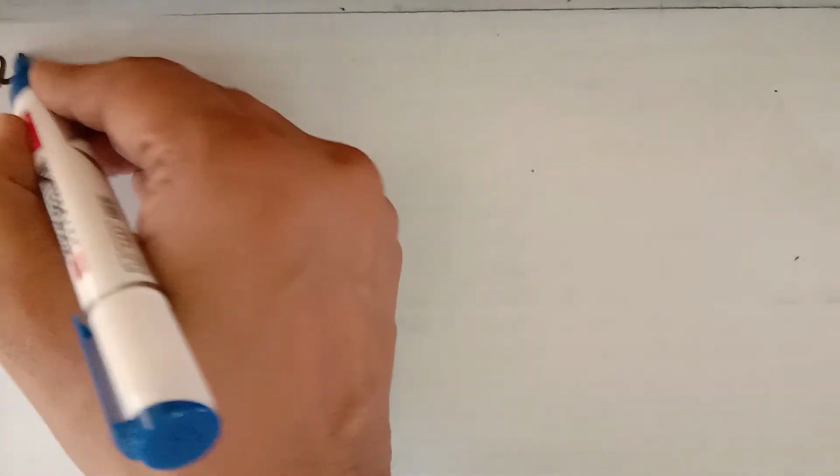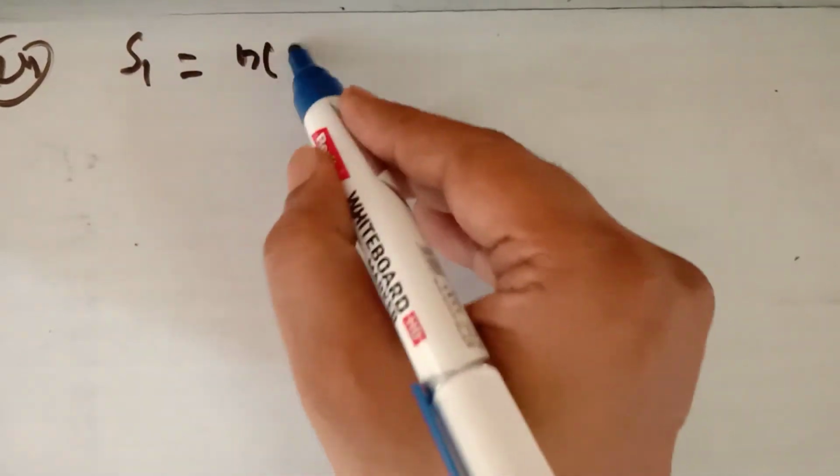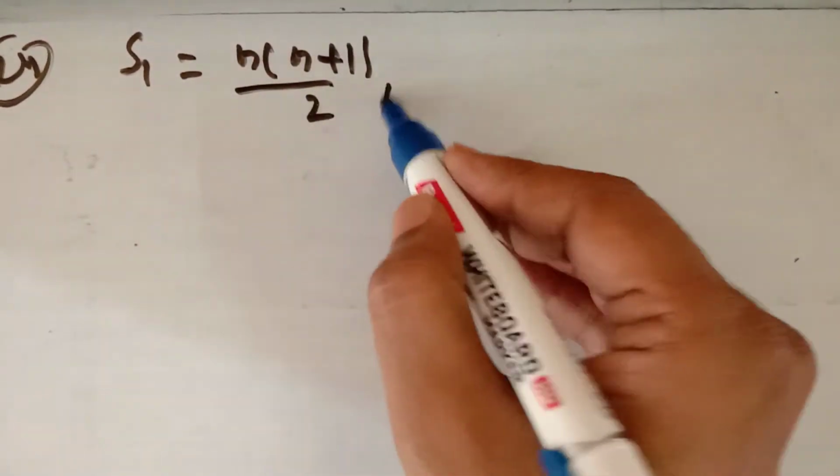Now in 24, S1, S2, S3 is given. It is given that S1 is the sum of the first n natural numbers. You know it, this is this.